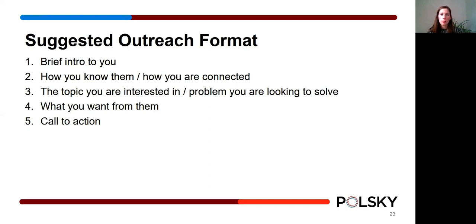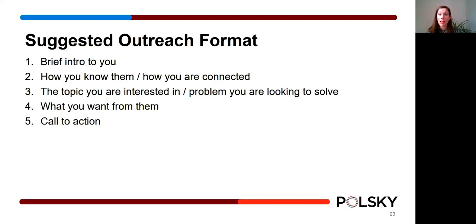So it is important to be pretty specific in the topic you want to get their input on. Again, hoping that you found a real shared interest in this topic. So people will want to know exactly what you want from them when they're agreeing to spend some time with you, because we're trying to evaluate how to fit this into our busy calendar.